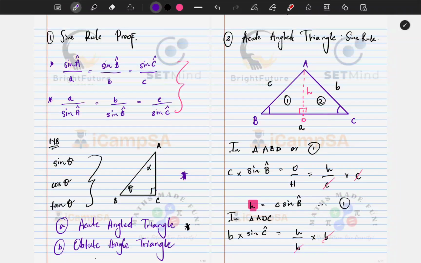Great. So now we're going to move on to other proofs, which are the cosine rule and area rule proofs. See you in another video. Thank you.